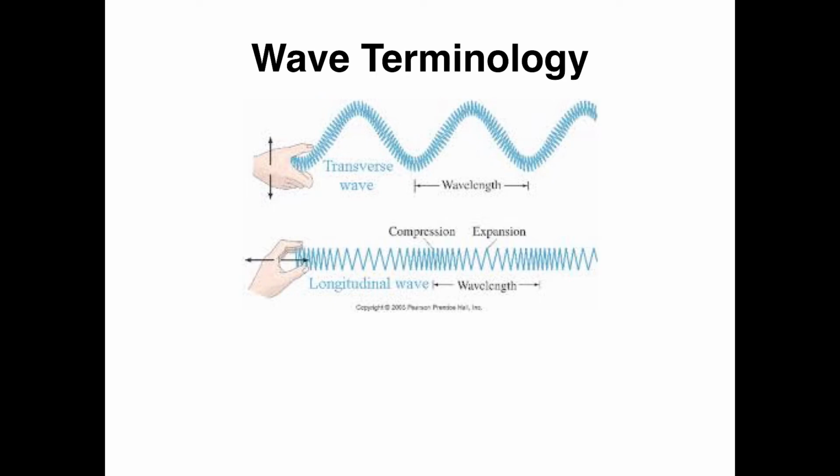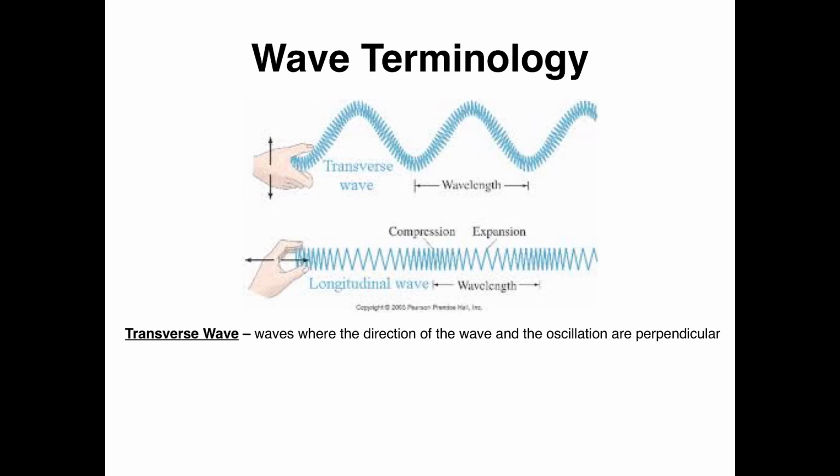So this diagram shows you the difference between a longitudinal wave and a transverse wave. A transverse wave is a wave where the direction of the wave, in other words, the direction it moves as it moves along, is perpendicular to the oscillation. In this case, the hand is moving up and down, and the direction of the wave is from left to right. The wave impulses or wave train moves from left to right. However, the oscillation moves from top to bottom, which is perpendicular.